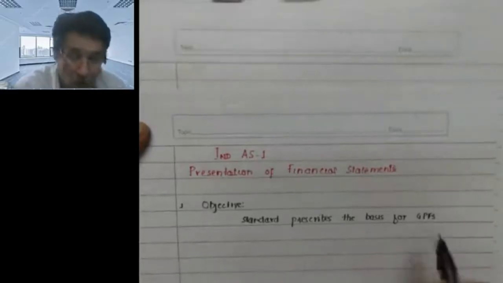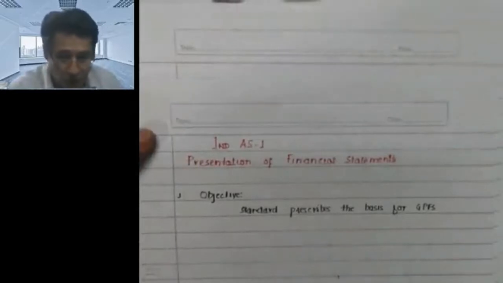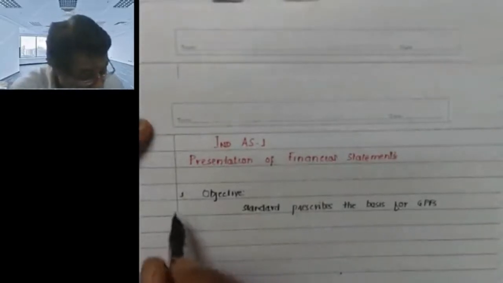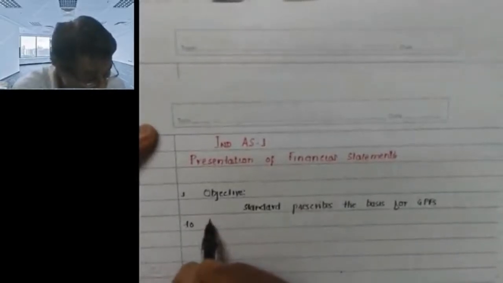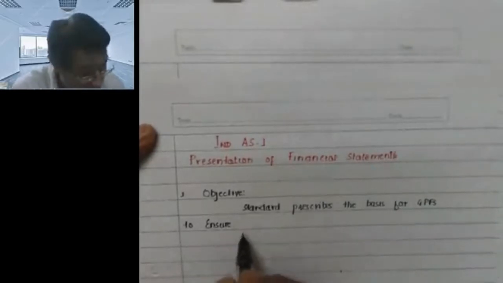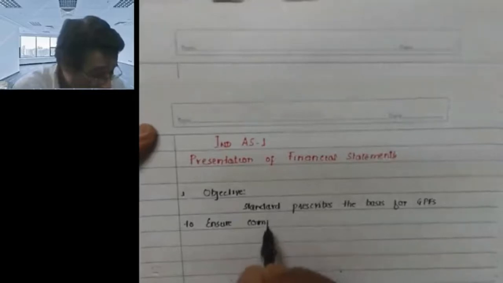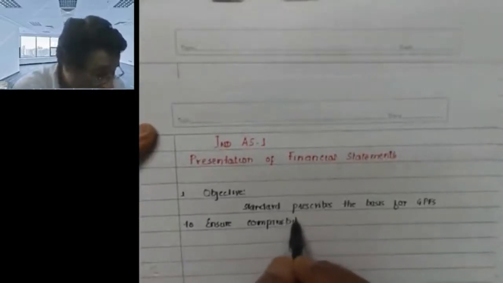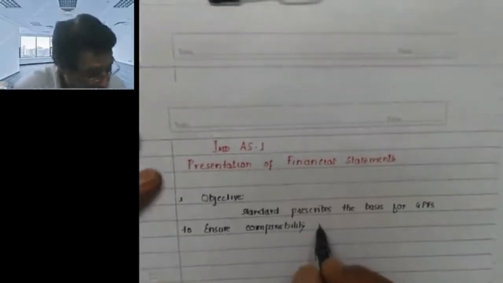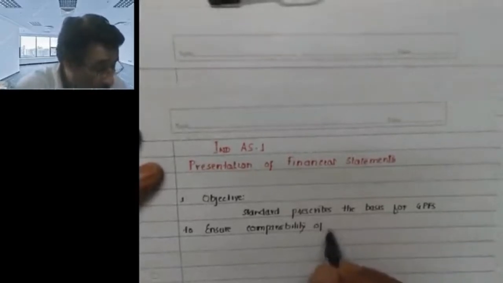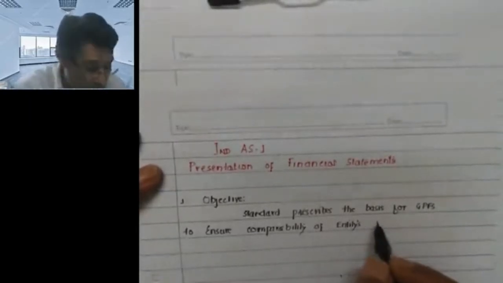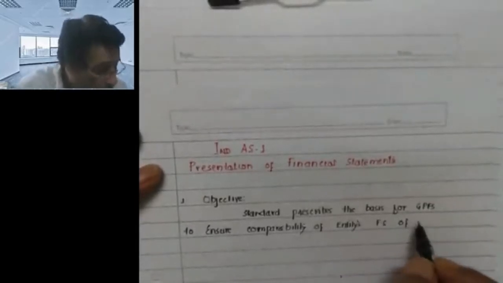So often we are going to use this particular word during the entire length and breadth of this standard. So basically, the standard prescribes some basis for the general purpose statements to ensure comparability of the entity's financial statements with the past performance, that is, of the previous year.